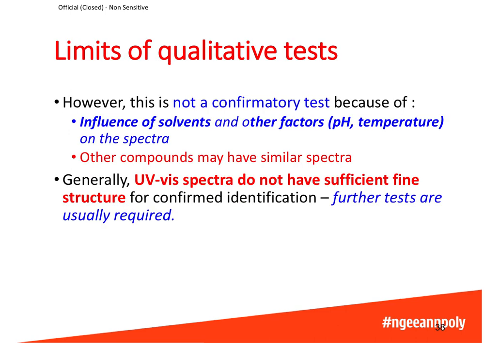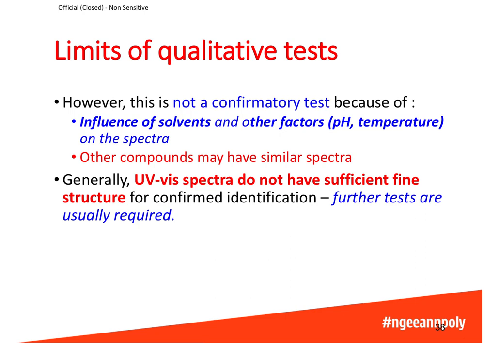However, UV visible spectrophotometry is not a confirmatory test because solvents and other factors such as pH and temperature can also influence the UV spectrum. Also, other compounds may have similar spectra. Since UV visible spectra do not have sufficient fine structure to confirm the identity of a compound, further confirmatory tests are usually required.